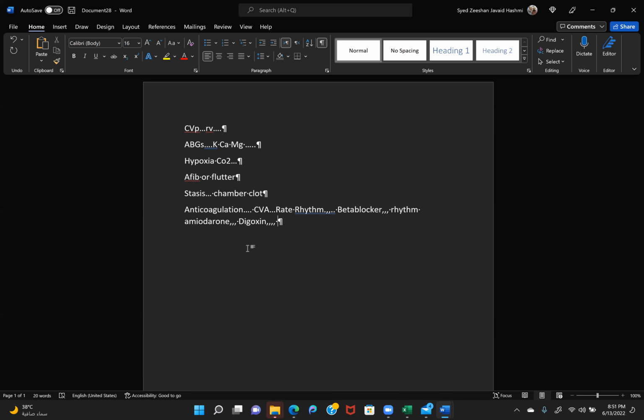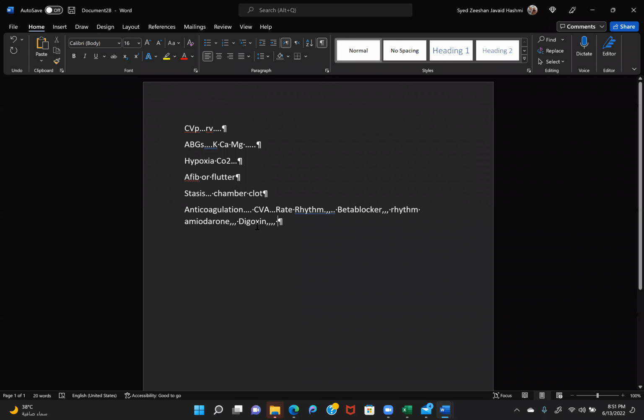So digoxin. Isn't digoxin not included in the ACLS these days? It is included, reconfirm it, or I think it is included. You have to do the rate control and rhythm control. Maybe it is not there, but confirm it. But actually, if you read the articles for atrial fibrillation, you will definitely find digoxin.